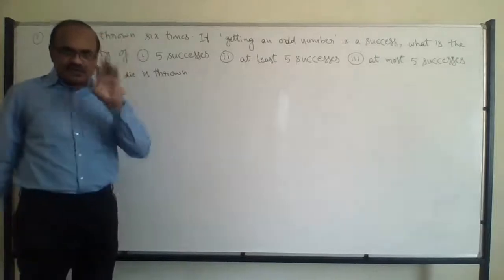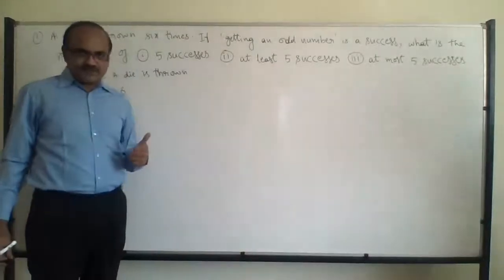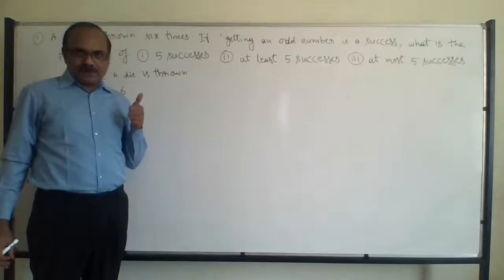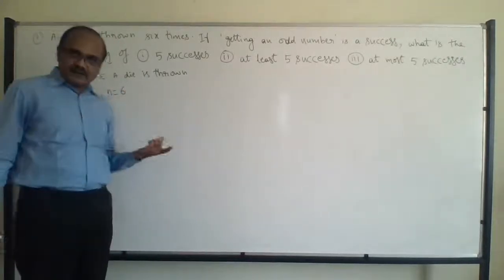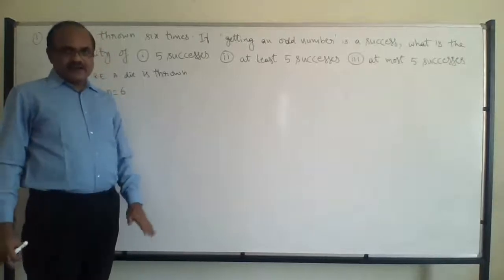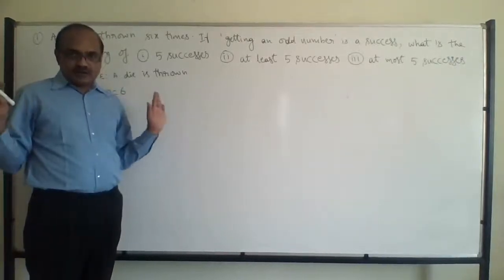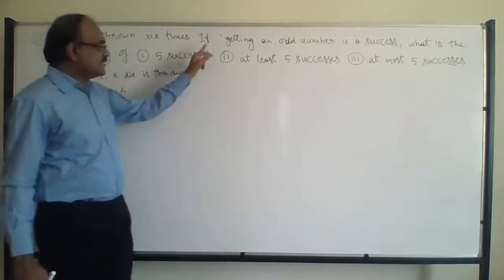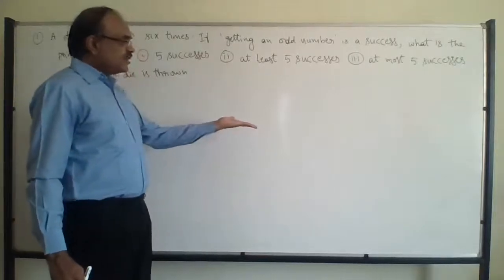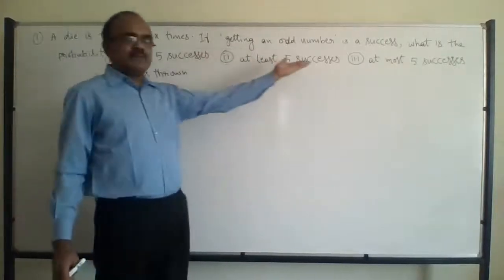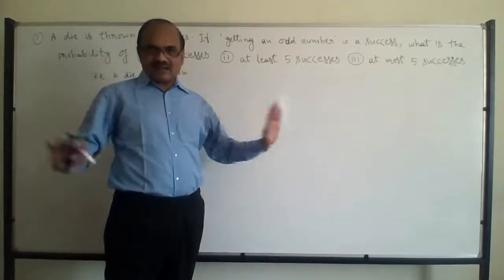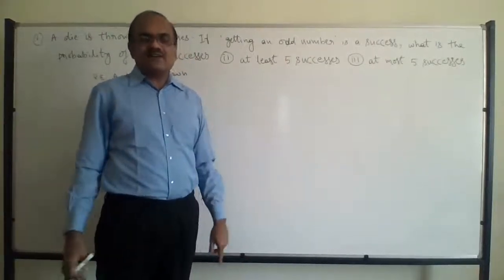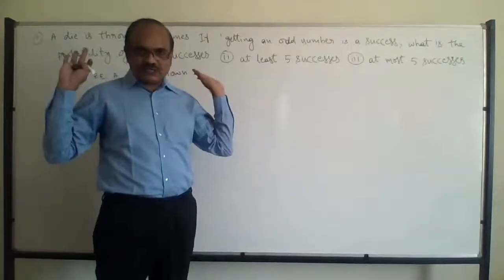So there are 4 conditions. First, n should be finite. So n is 6. It's a finite number. Satisfied. And then you need to make it dichotomous. When you throw a die, you define your success as getting an odd number. If you get an odd number, it is success. If you get other than odd, that is even, that is failure. That's it. It is dichotomous now.